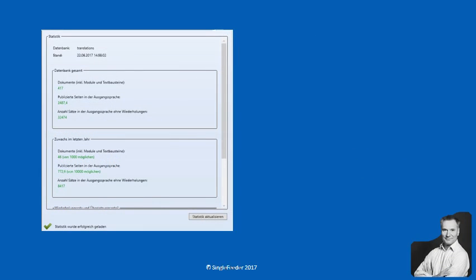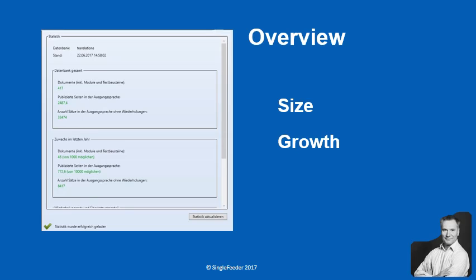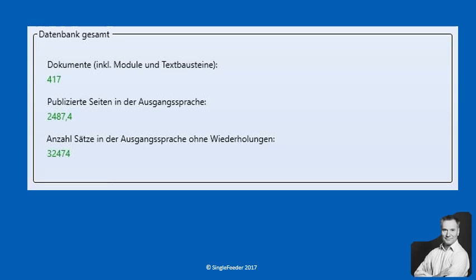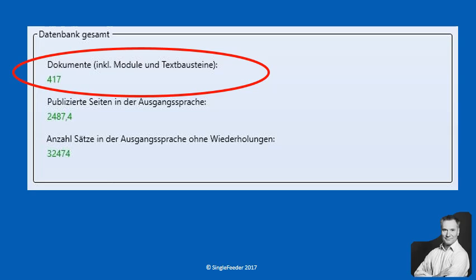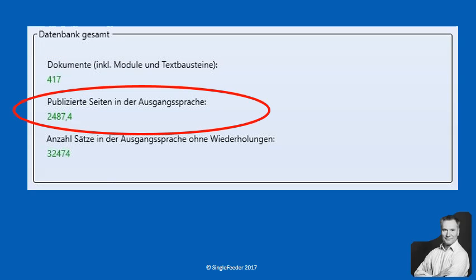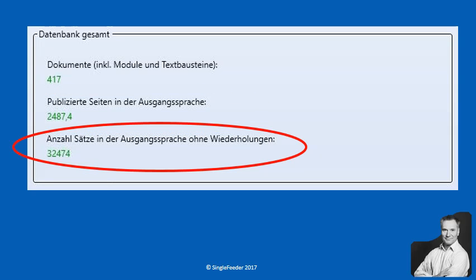This is the overview. The overview of the key figures covers 4 areas: the size of the database, the growth in the last year, the reuse and the translations. On this screen you see the status of the database with the amount of documents in it, in this case 417. You see the amount of pages, in this case 2487. This figure is a calculated value based on the number of characters in the database. And you see the number of sentences in your documentation. In this case it is 32,474.